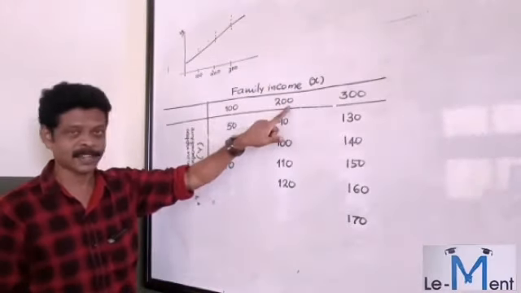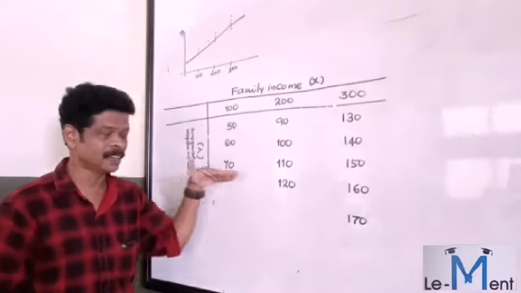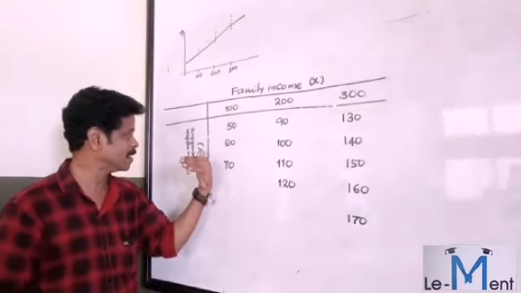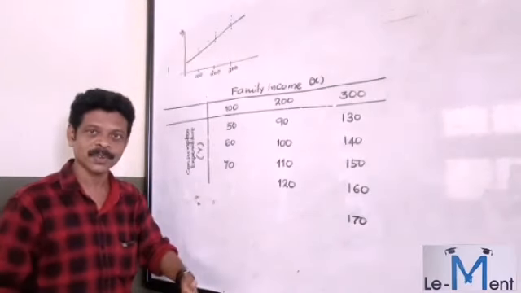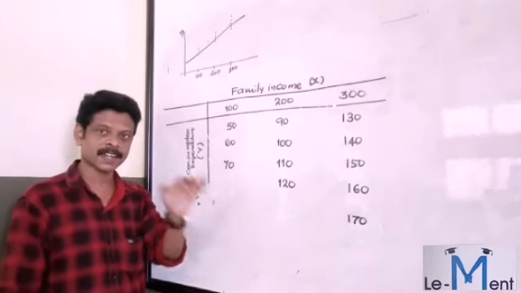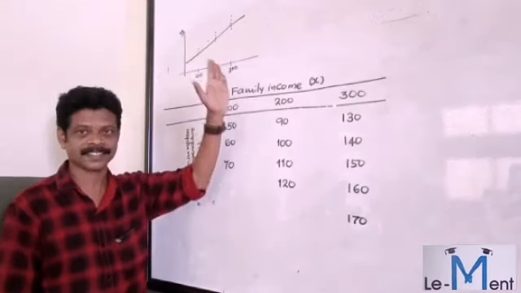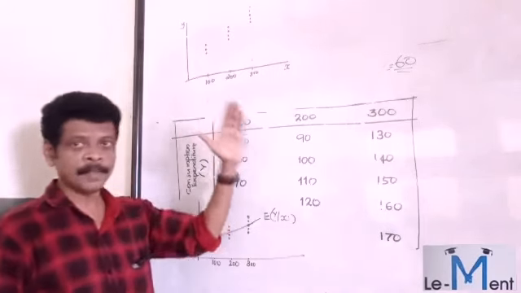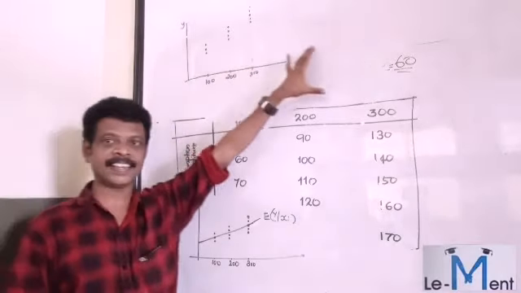When x is equal to 200, when x is equal to 300, the different values taken by the consumption expenditure y are shown by this table. So once more we can say this table shows the conditional distribution of y given x. When we plot these combinations, we get a scattered diagram.